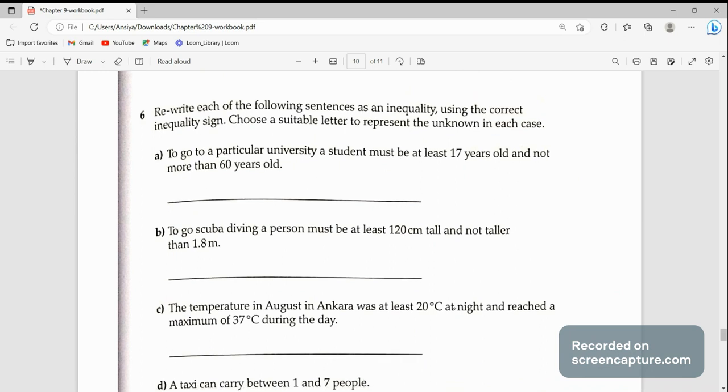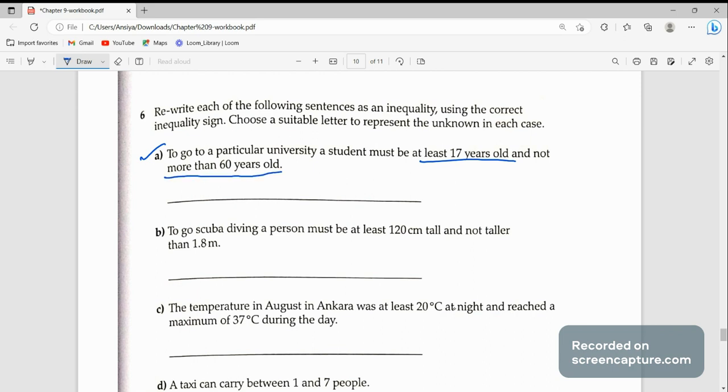Okay. And in this one, the statement is given. We will read the question. Rewrite each of the following sentences as an inequality using the correct inequality sign. Choose a suitable letter to represent the unknown in each case. To go to a particular university, a student must be at least 17 years old and not more than 60 years old.